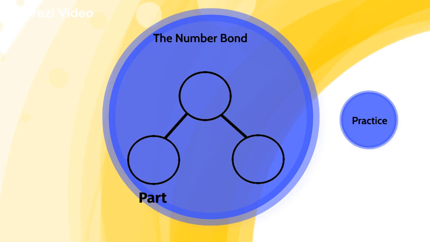The bottom circle to the left is called a part. And in order to create this triangle, we need to have a part plus another part, and it's going to equal our total or our whole. So always think part plus part equals whole, or you can say addend plus addend is sum.